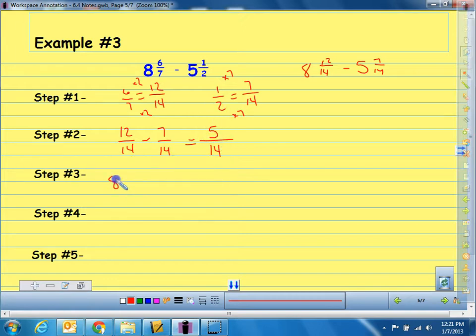The other part, I've got an 8 minus 5. When I take 8 minus 5, I'm left with 3. So I put them back together. I've got 3 and 5/14. 5 can only be divided by 1 and 5. 14 is not divisible by 5, so this is as low as it goes. This is my simplified answer.